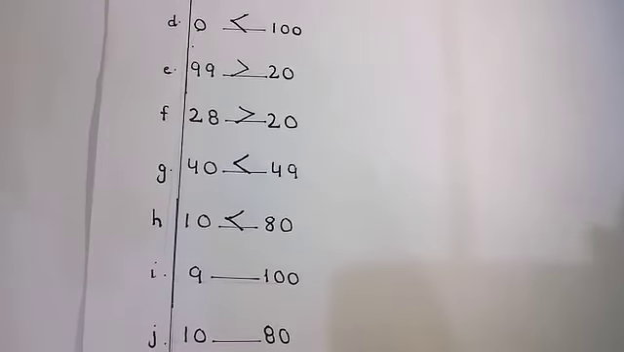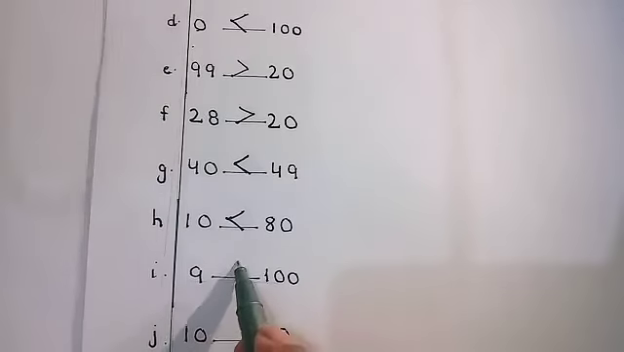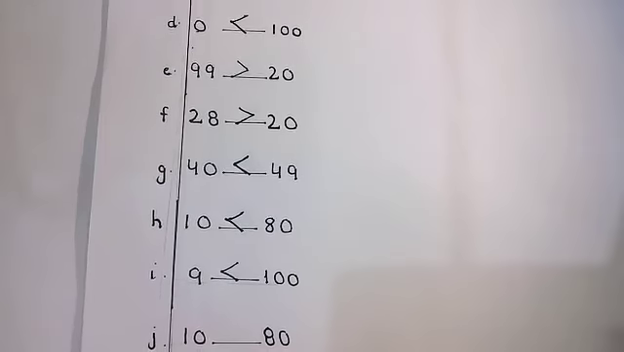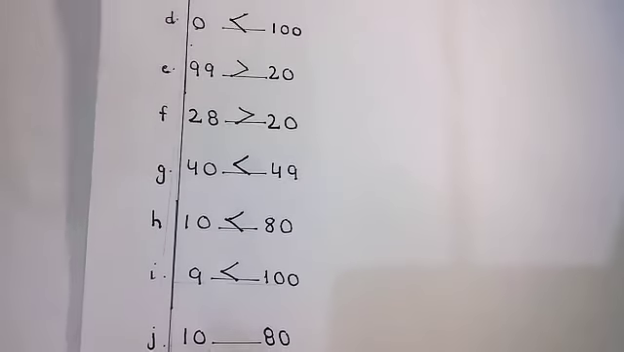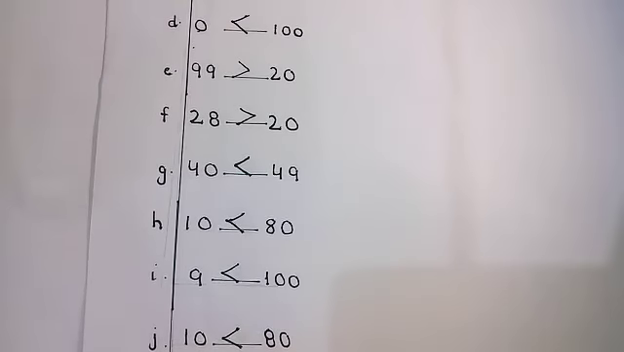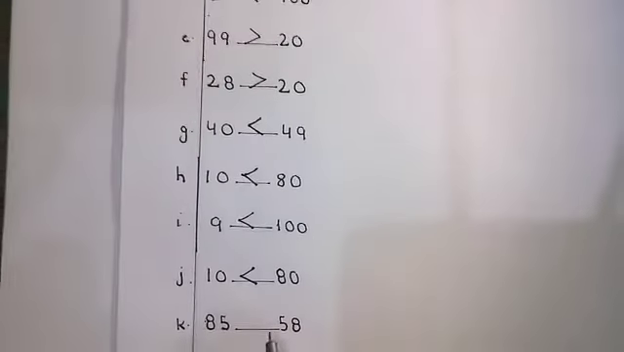Next is I part. 9 dash 100. 9 is smaller than 100. Next, 10 dash 80. 10 is again, I am going to tell you, smaller than 80. 85 dash 58. 85 is greater than 58.